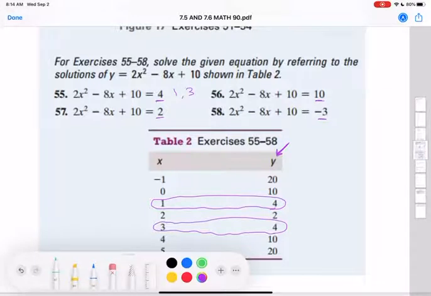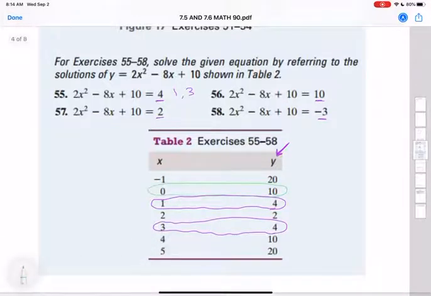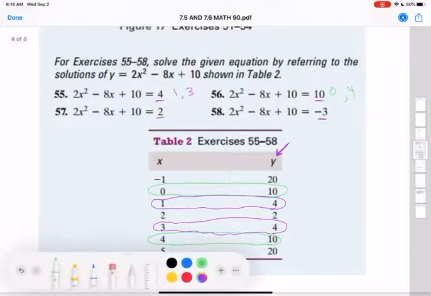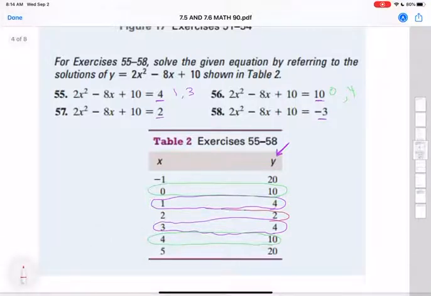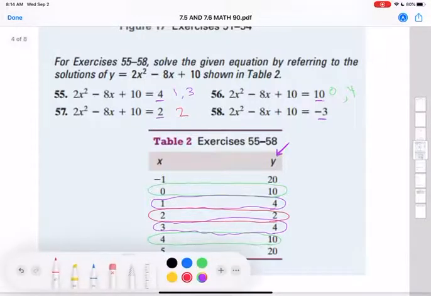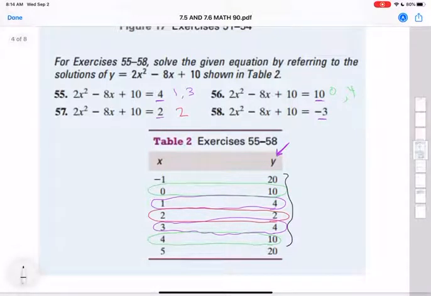All right, did you find where it's equal to 10? There should be 2 of them, right? It is at 0. And is there another one? There it is at 4. And where is it equal to 2? There's only one of those. y is equal to 2 when x is 2. And finally, how about that last one? Where is it equal to -3? I don't see any -3s in there, so this is no solution.